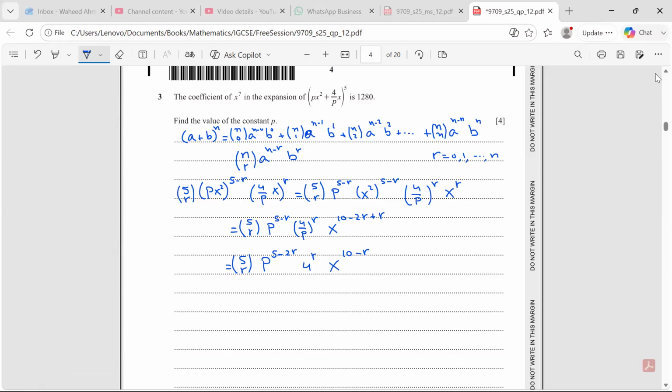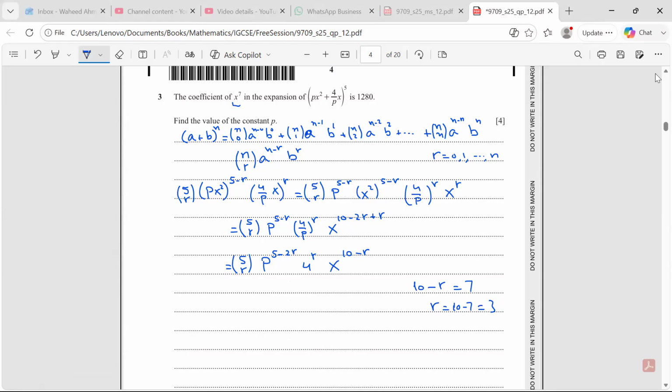Now we are given that when we expand this, we have different terms, and there will be one term which has x^7 in it. So x^7 means 10-r has to be 7. It means r has to be 10-7, which is 3, right? This is very interesting. So we got the value of r. When r is 3, then we have x^7.